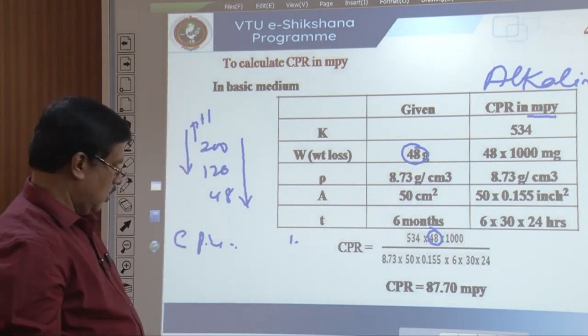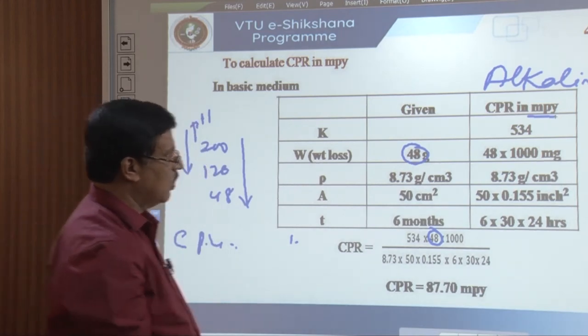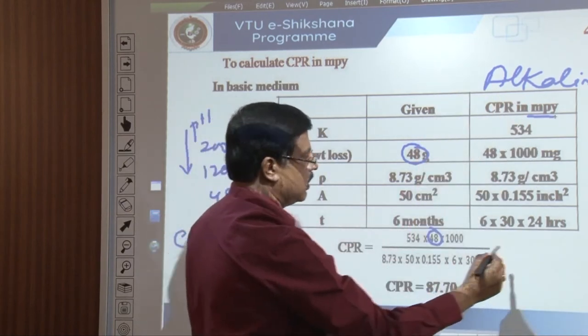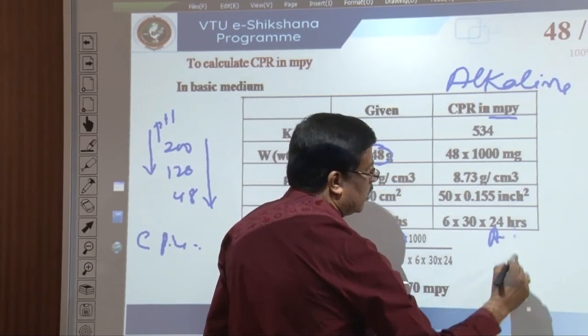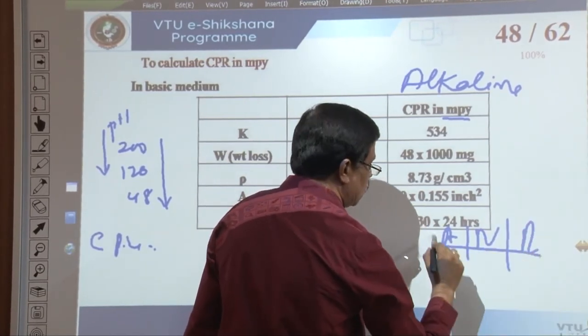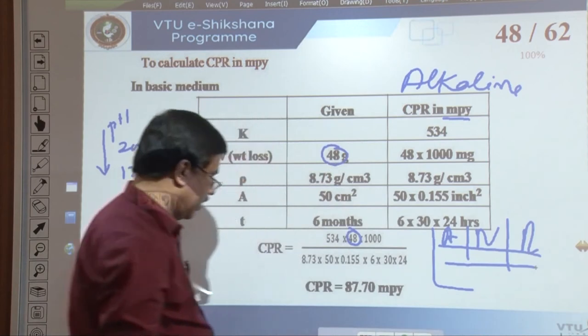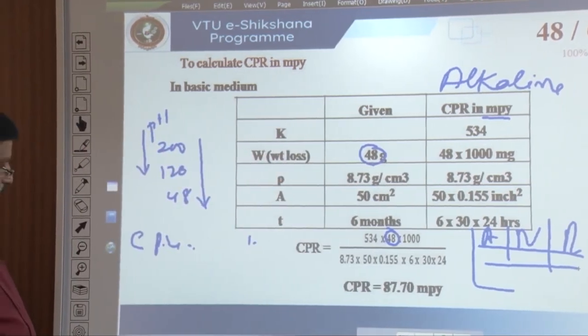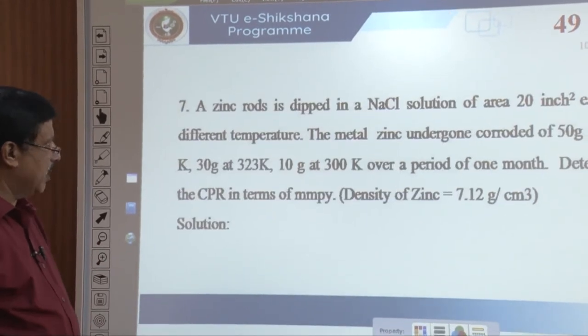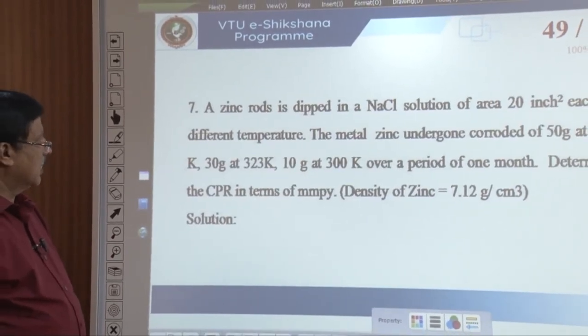So once you calculate this value, always you have to write what values are given. First is acidic, neutral and alkaline, so that you need not go and see the table each and every time. You write it once we ask for all three different levels: one is acidic, basic and neutral.